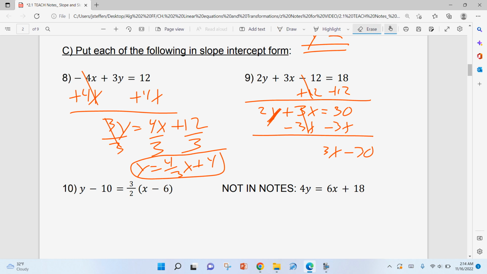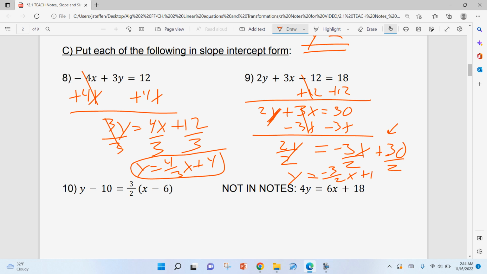That's not the case. If you put 30 minus 3x, technically that's right, but you're going to, again, make that 3x, that slope, you're going to want to put first. So the 30 is positive, it stays positive. The minus 3 is negative, so it stays negative. Then after here, divide everything by 2. So we end up getting y is equal to negative 3 over 2x plus 15.